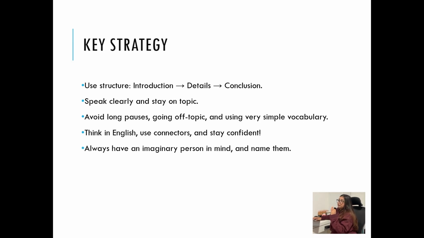Always have an imaginary person in your mind and name them. In CELPIP, you will need to talk to people. You will be given questions in which you need to address someone. So let's say I have an imaginary friend named John. Whenever I get a question where you have to talk to your friend about something, I don't have to think, what should I name the friend? I'm going to name my friend John. From the very beginning, I have a name, John or Maggie or whatever you like, because we need to make it as realistic as possible to perform our best.